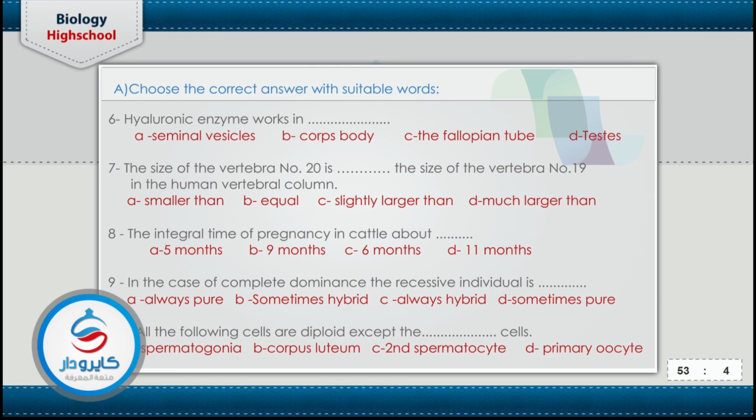Number 8. The gestation time of pregnancy in cattle is about dots. The answer is 11 months. That's the right answer.